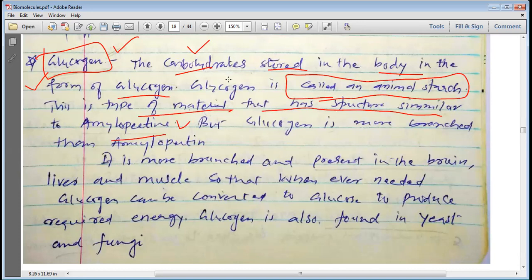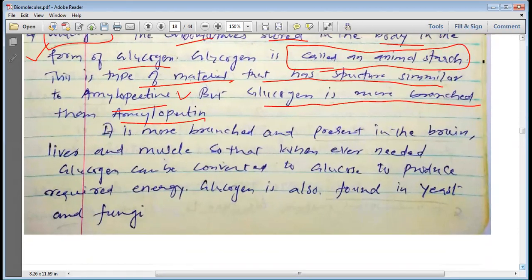Sorry, the linear structure has the C1, C4 glycosidic linkage, as well as the branch structure has the C1, C6 glycosidic linkage. The same is found in glycogen, but glycogen is more branched than amylopectin. So the branching found in glycogen is more than the branching found in amylopectin.